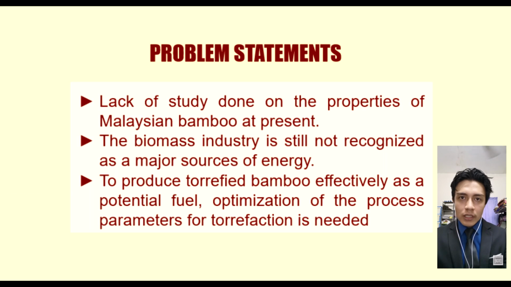The second one is the biomass industry is still not recognized as a major source of energy. And the last one is to produce torrefied bamboo pellets that are effective as a potential fuel. The optimization of the process parameters for the torrefaction is needed.